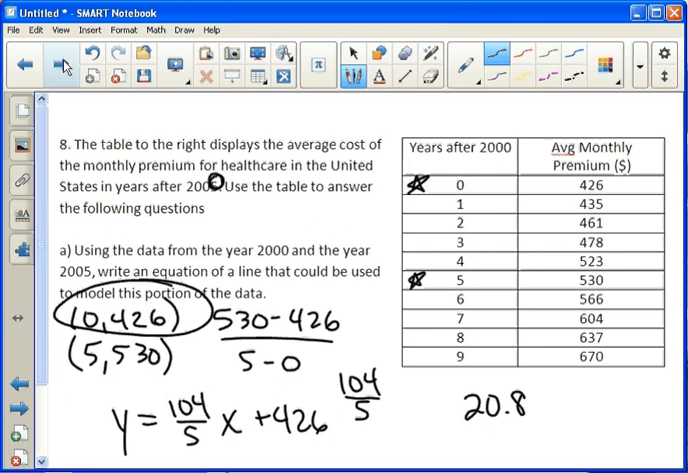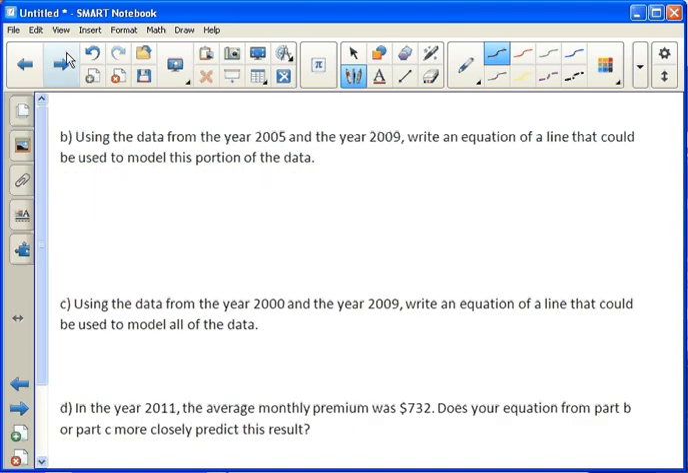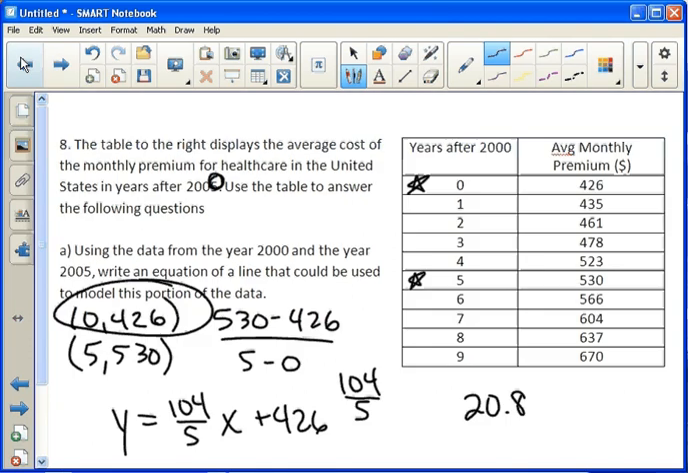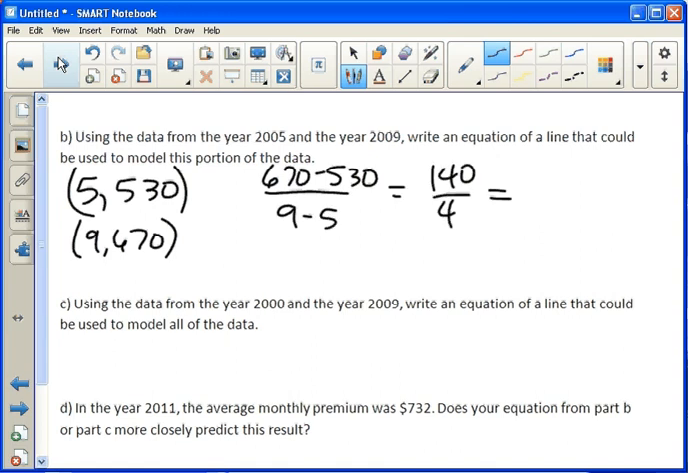Let's move on to part B. It says using the data from the year 2005 and the year 2009, write an equation of a line that can be used to model this portion of the data. So let's go back. 2005 was (5, 530). And 2009 was (9, 670). 670 minus 530 over 9 minus 5 is going to give me 140 over 4, which is 35. So this time my slope is 35.